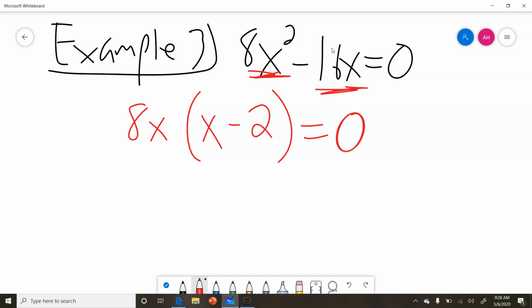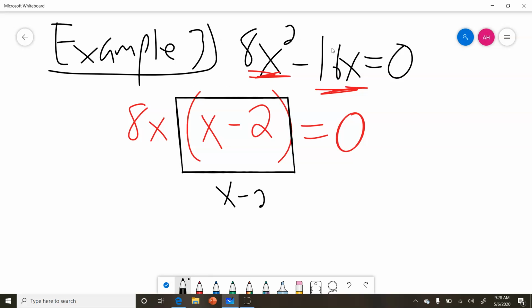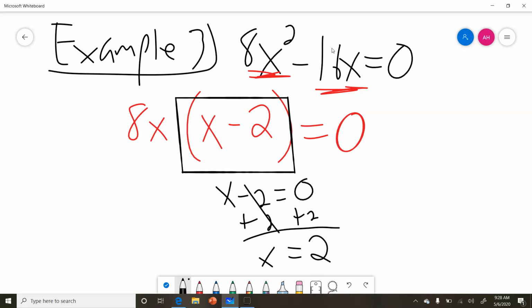Okay, so again, I always factor first. Now, let's look at this one first. This one's easier to look at, right? I can just do what I did before. x minus 2 equals 0. I add 2, and I get x equals 2. So I know there's one answer, is x equals 2.